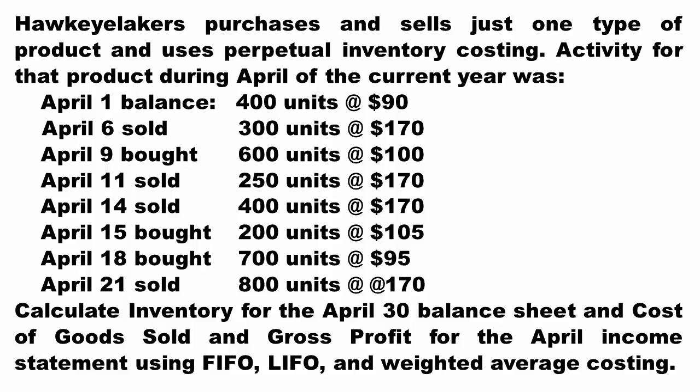Hello, I'm Dr. Cheryl Dunn, and I'm here to demonstrate a problem for a fictitious company called Hawkeye Lakers, Inc. In this problem, we're going to look at inventory costing with perpetual inventory, and we're going to use the first in, first out perpetual method, the last in, first out perpetual method, and the weighted average costing perpetual method. Take a look at the problem. Pause the video for as long as you need to read it.